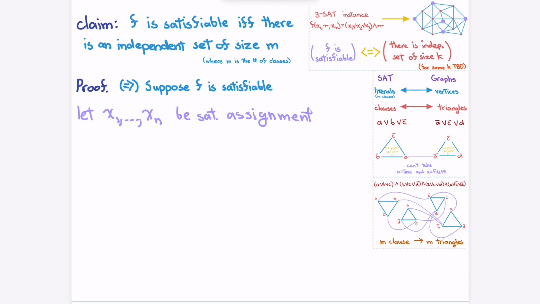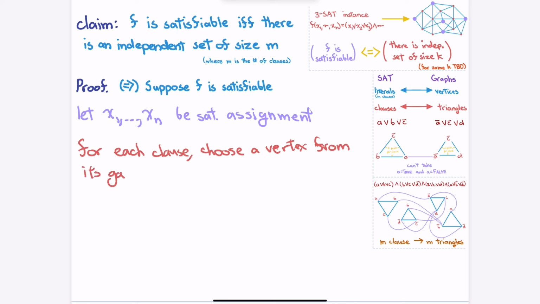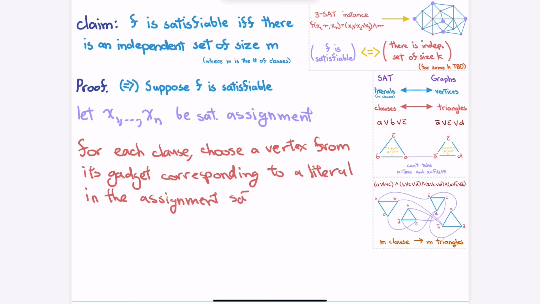Okay, so let me give you an example. So we can say something like, for each clause, choose a vertex from its gadget corresponding to a literal in the assignment satisfying a clause. My wording's not perfect, and that's a little wordy, but I want to make one particular distinction.